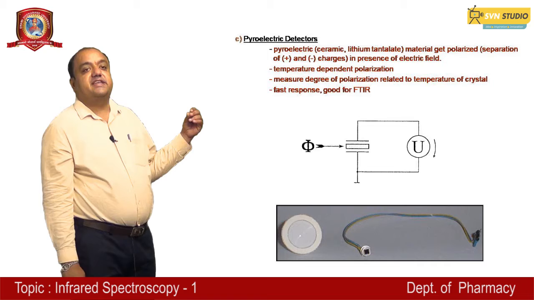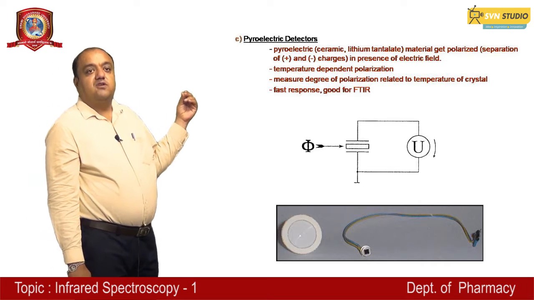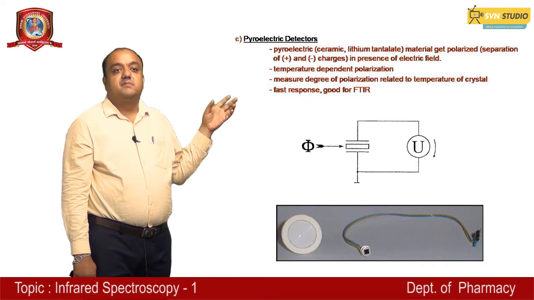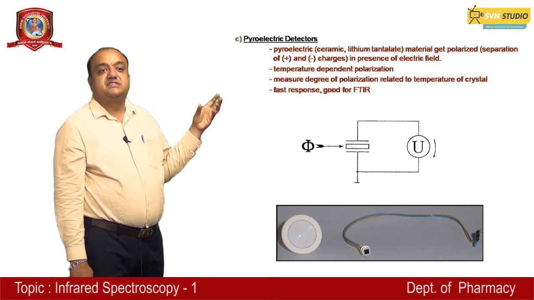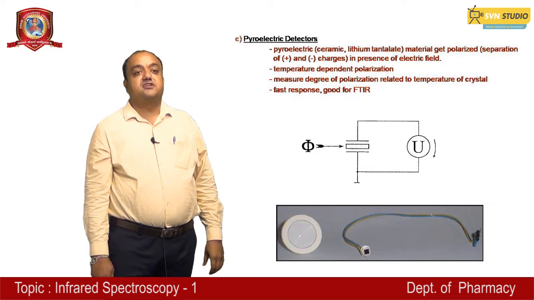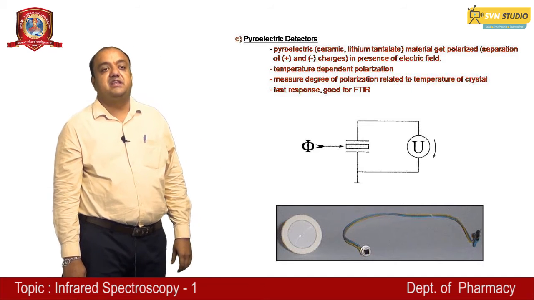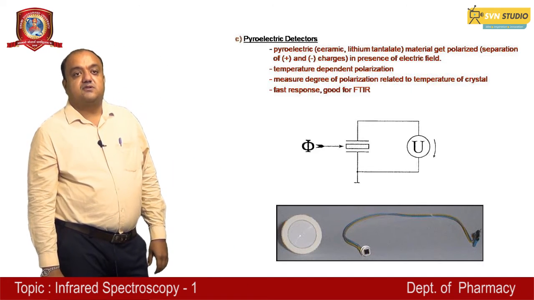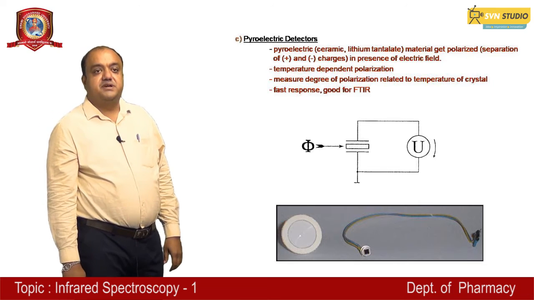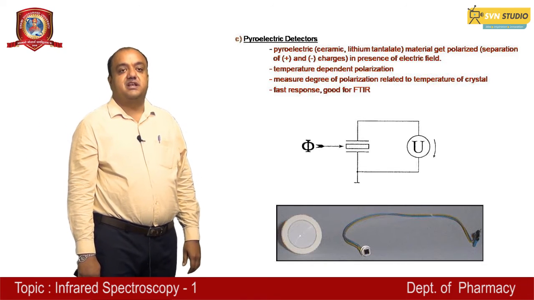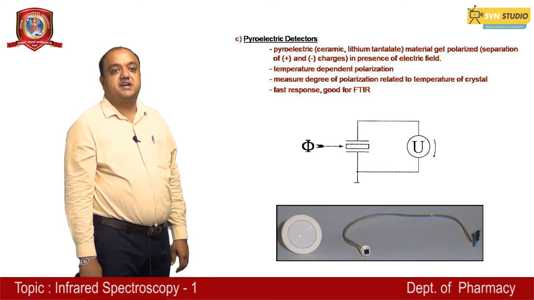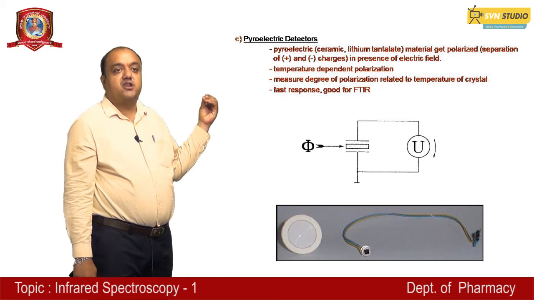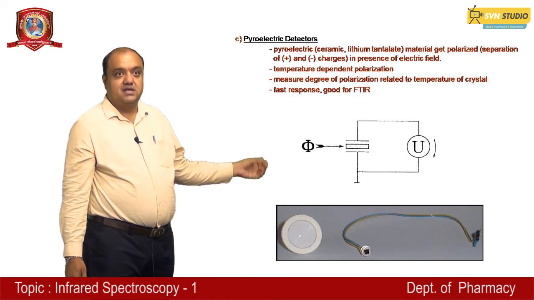The pyroelectric detectors. The pyroelectric materials are ceramic, lithium tartrate or triglycine sulfate, with polarized separation of positive and negative charge in the presence of an electric field. The temperature depends on the polarization. It measures the degree of polarization related to the temperature of the crystals. It has a fast response and is good for FTIR. The graph shows the pyroelectric detectors.